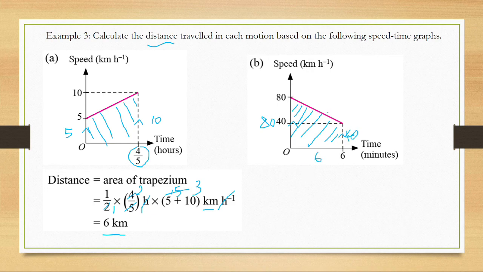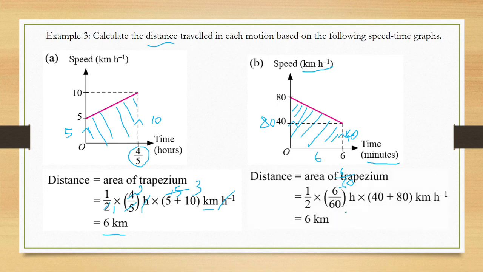Okay, now you have to make sure of one thing, because the speed given here has the unit kilometer per hour, but the time given here is in minutes. So later on, you will have to change the minutes into hours. How to change minutes into hours? Divide by 60. Okay, so to get the distance for this one, it is 1/2 times 6. So the 6 over here, because it is in minutes, you have to change it to 6/60 hour. And then multiply by 80 plus 40. So you can see it's like this. Here we change it into 6/60. So simplify everything, you will have 6 kilometers for the distance traveled.